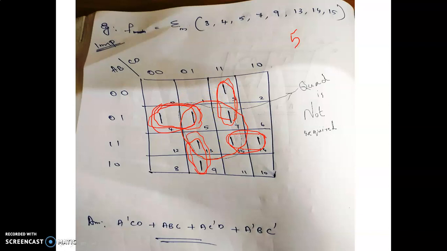Already grouped ones are grouped again by the quad, which is not required. So what happens when this quad is not allowed? When the quad is not allowed, your expression will have only 4 pairs. So which is good, an expression having 5 terms or 4 terms? 4 terms is the minimized one.